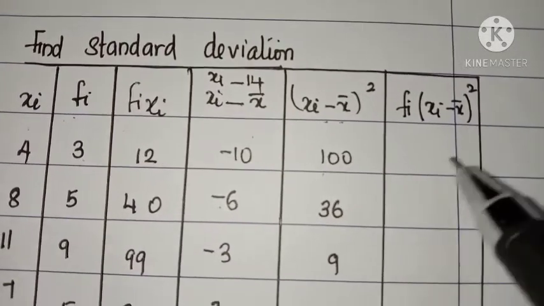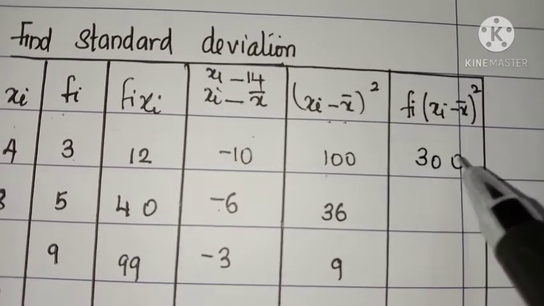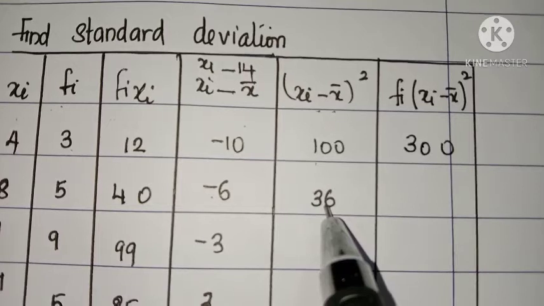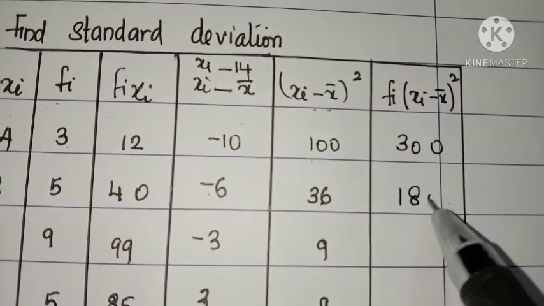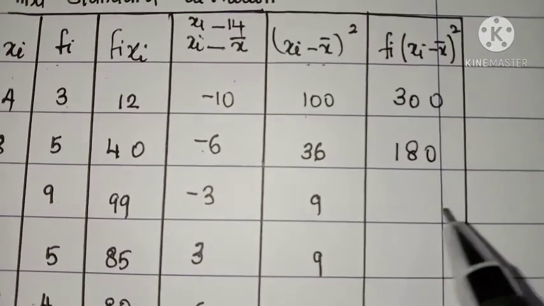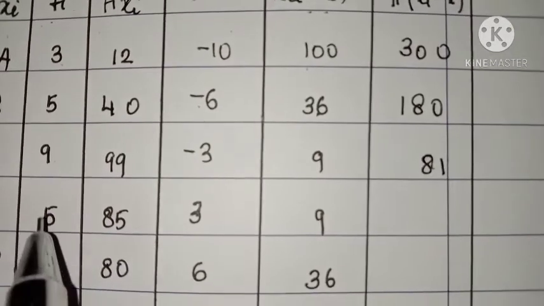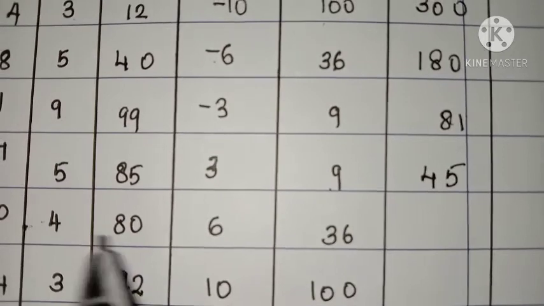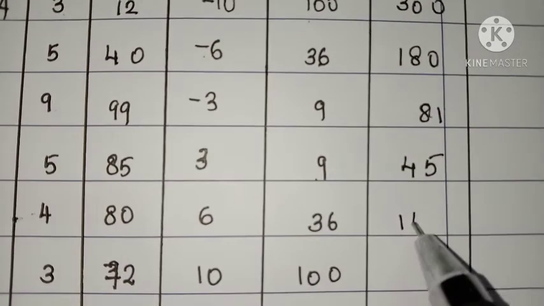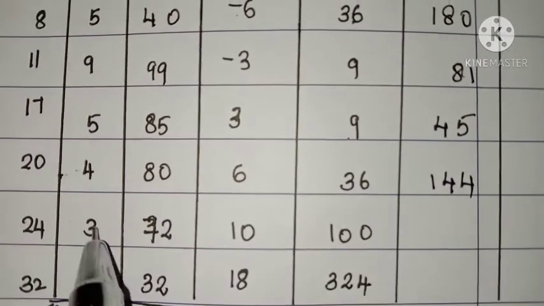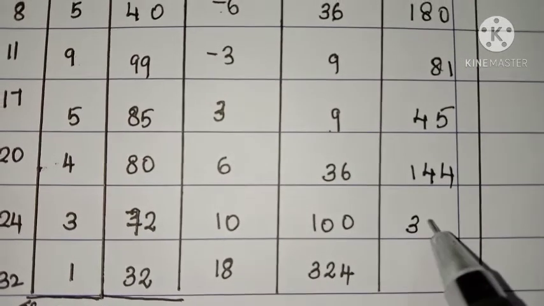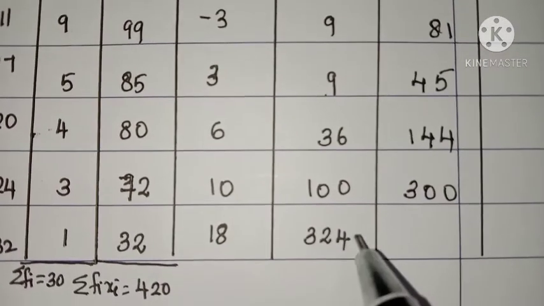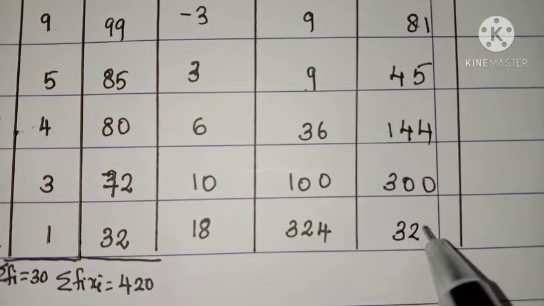So 3 into 100, 300. Then 5 into 36, 180. Then 9 into 9, 81. Then 5 into 9, 45. Then 4 into 36, 144. Then 3 into 100, 300. And 1 into 324, 324.